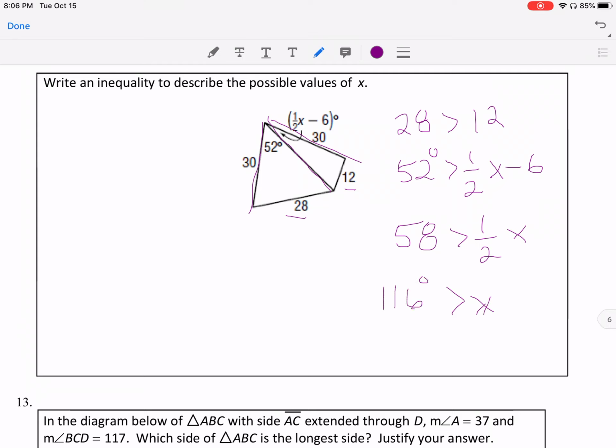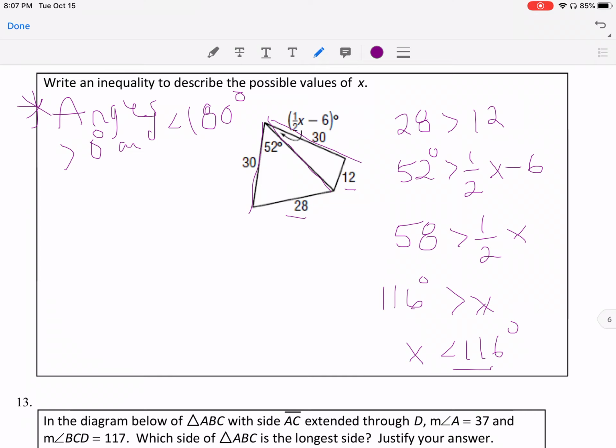116. Okay, now here, so X is less than 116. Anytime you have less than, especially with an angle, things that you need to note: angles in a triangle need to be greater than 0 degrees and less than 180 degrees. Okay, so we have the less than. The angle itself is going to be less than 180, but I also know that this angle has to be greater than 0.